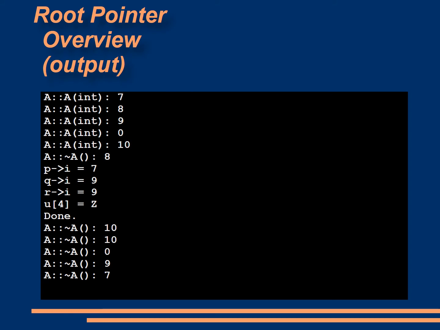And here's the output of the example we just presented. We can see clearly that the cyclic references of class A are being neatly deleted.